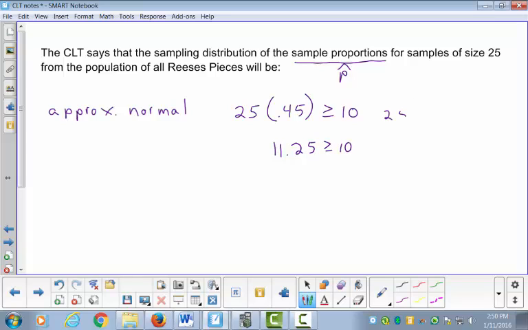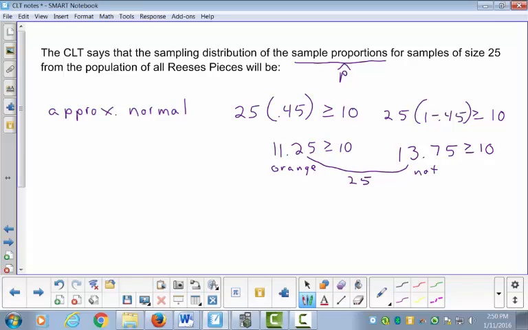And I expect 55%, 1 minus 0.45, to be not orange, which should be 13.75. Again, at least 10. If you add these two numbers together, they have to equal your original sample size, because this is how many you expect to be orange, and this is how many you expect to not be orange. Make sure they're both at least 10. You don't have to write all that extra, I'm just explaining. If that's true, then it's approximately normal.